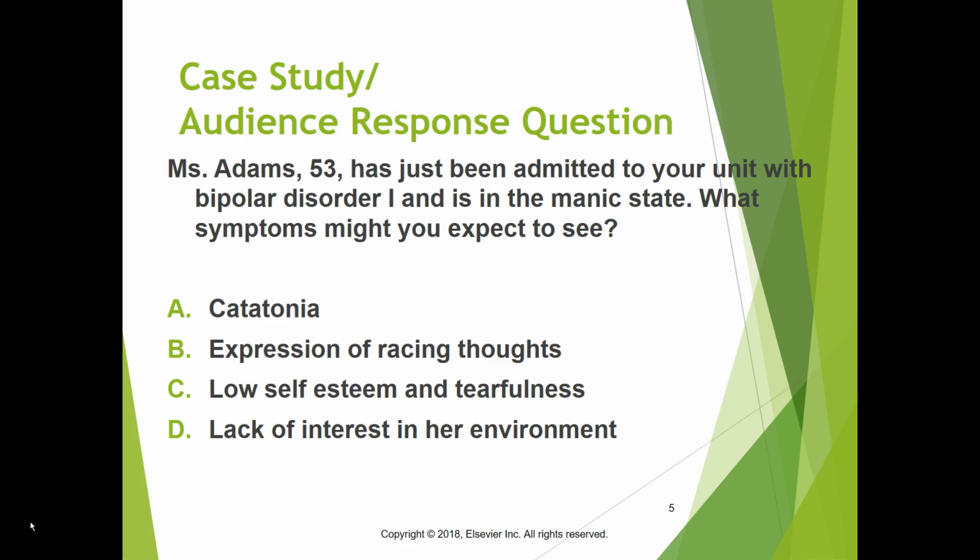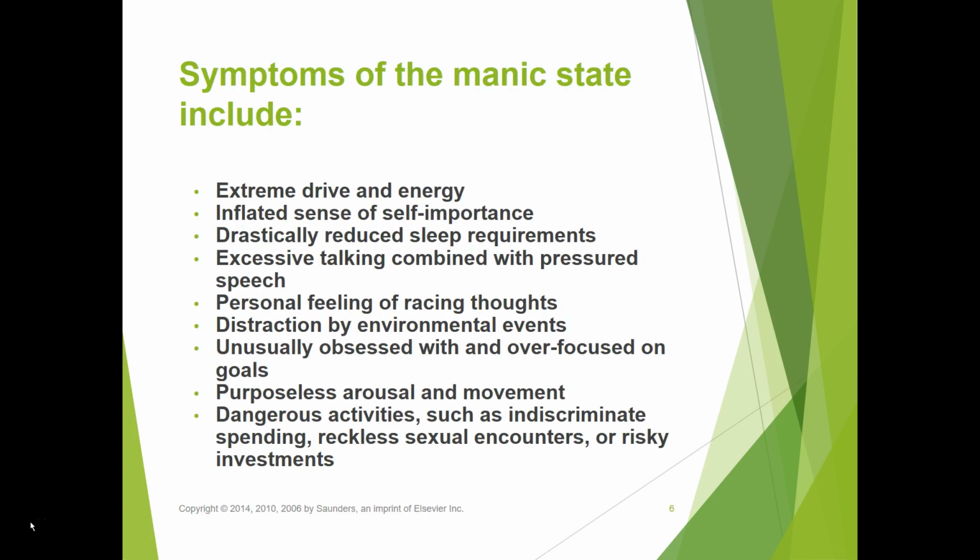If somebody is in the manic state, they would not be catatonic. People can be in catatonia when they have schizophrenia, or perhaps when they are depressed. Low self-esteem and tearfulness, depression, lack of interest in environment could be. It sounds to me more like depression. Could be a little bit of anxiety, but more of a depressive symptom. So really the only one out of these four would be the racing thoughts. That would be one of the symptoms that we're going to see in mania.